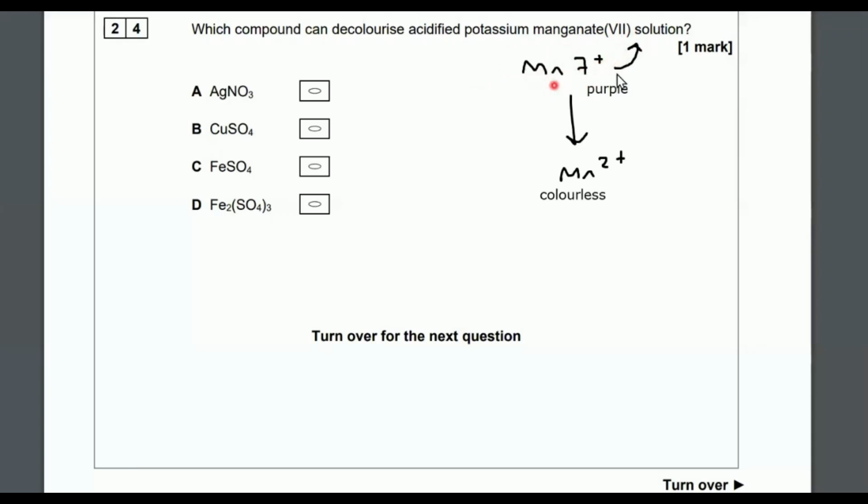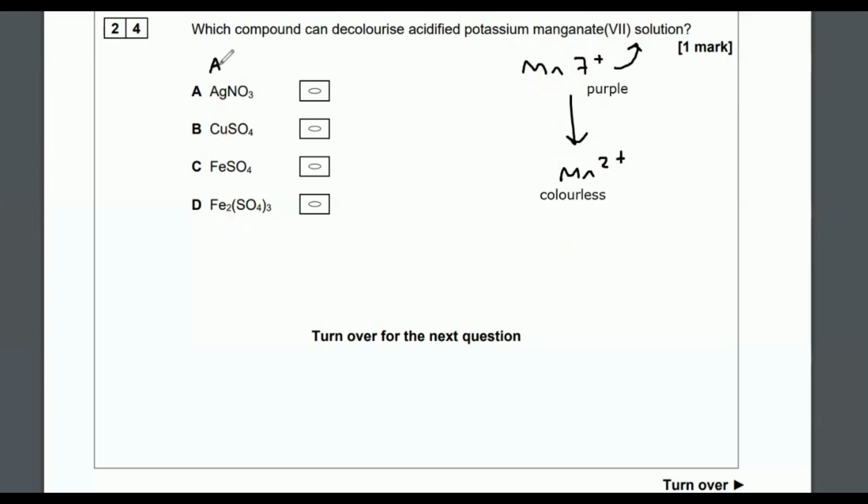Right, Mn7+. So that's kind of like purple in solution, right? And when it goes to Mn2+, it goes colorless. So what we're looking at here is what's happened to the oxidation state. It's gone from 7+ to 2+, which means it's gained electrons. Which one of these bad boys can afford to give away electrons?